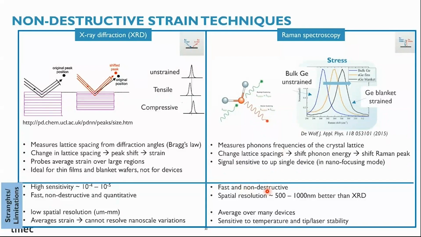The Raman signal can be sensitive up to a single device in a spatial mode, in nanofocusing mode. So it's a non-destructive technique, and fast. Spatial resolution here is between 500 and 1000 nanometers, which is better than what we have by XRD. But it's still an average over many devices. And the technique is sensitive to temperature and tip layer stability.